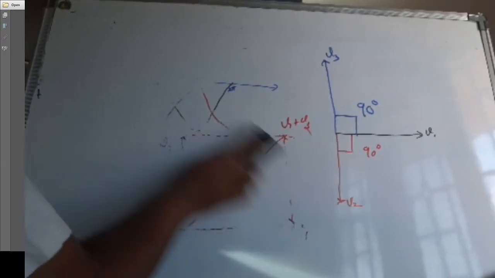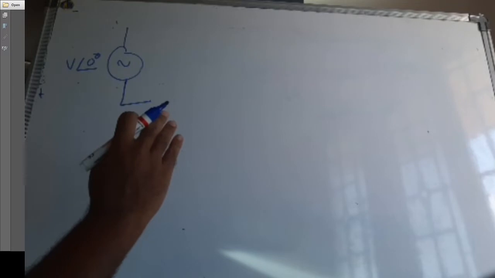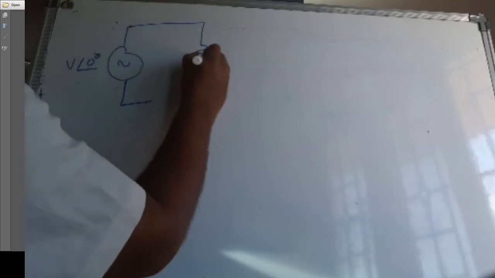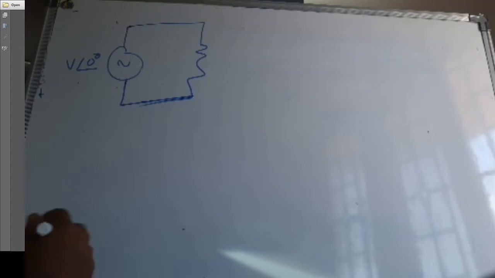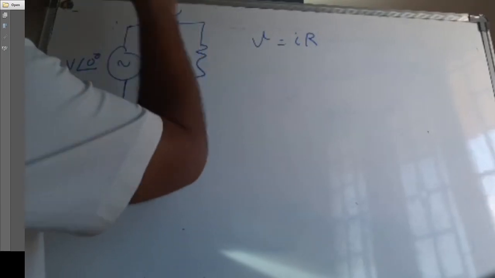Now we are going to discuss the nature of voltage and current, the behavior of voltage and current as a sine wave in an electrical circuit. Take this for example. I have an AC source, V at an angle of 0 degrees, where V is the magnitude and 0 means it starts at 0 degrees as a reference, so there is no phase displacement. Now it has a resistance, and we know that V is equal to I into R.